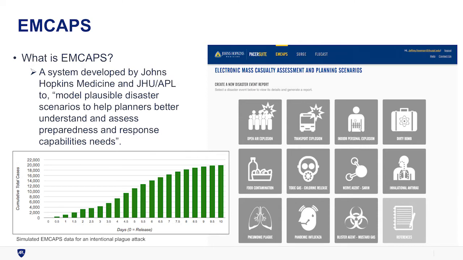The EMCAP system, this is something that was actually led by Johns Hopkins Medicine in terms of its development, and the Applied Physics Lab contributed to this. But it's just a model for plausible disaster scenarios. Simulates all kinds of data. You could do dirty bomb explosions. You can do an anthrax attack. You can do pandemic flu, which is what we used in this case.